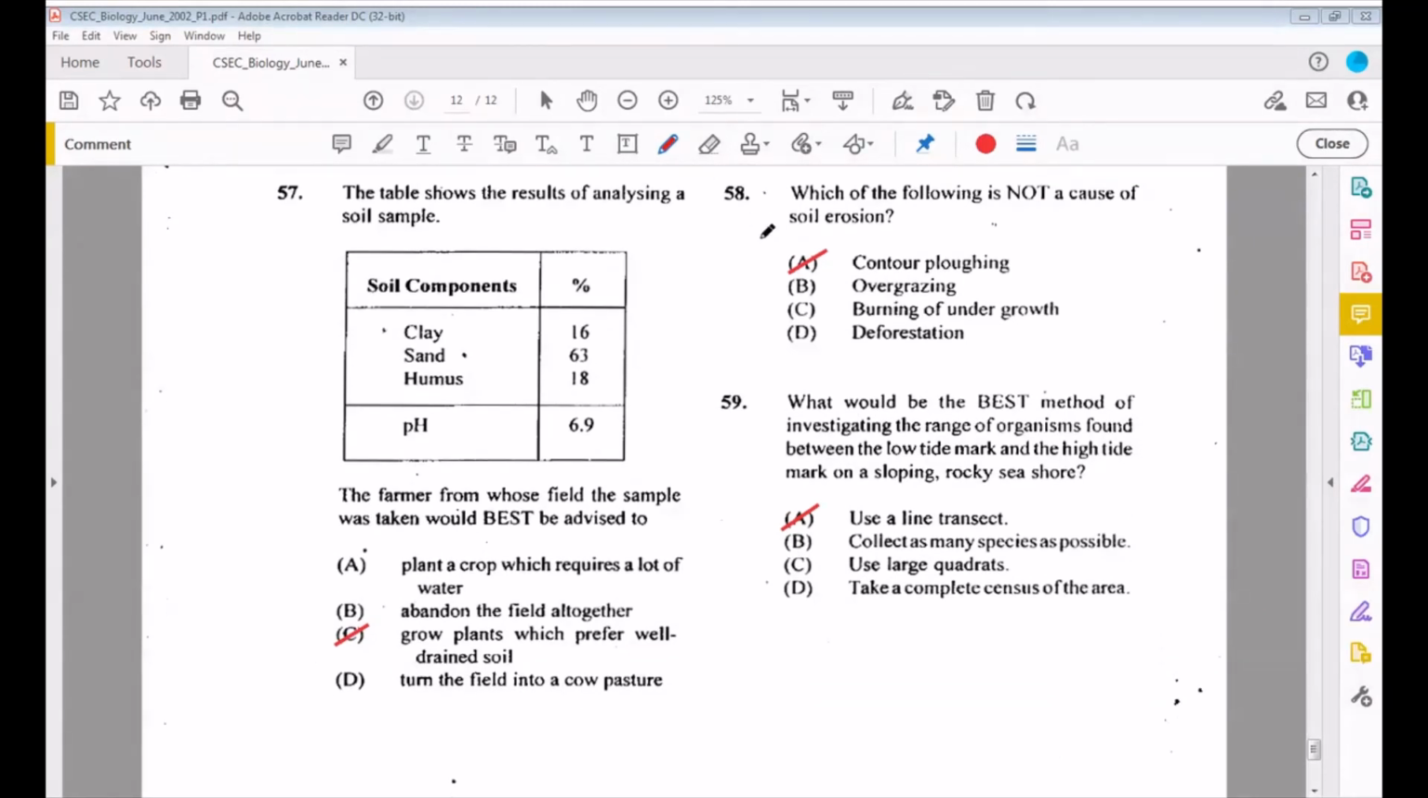58. Which of the following is not a cause of soil erosion? A. Contour plowing.